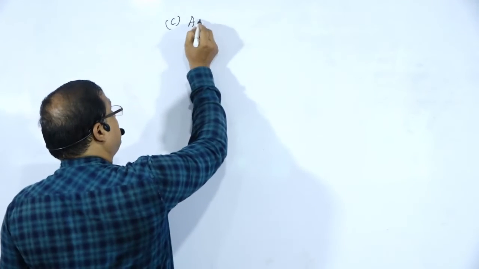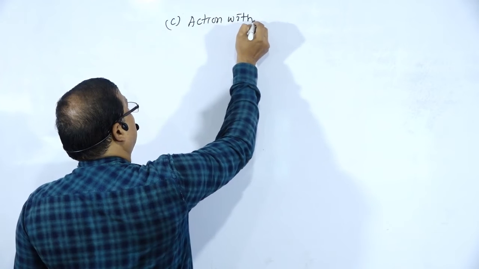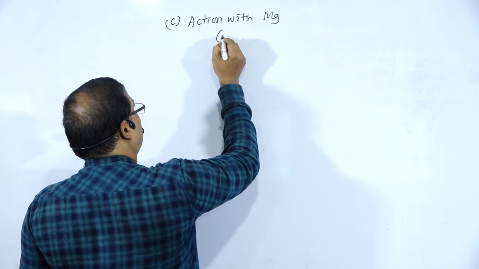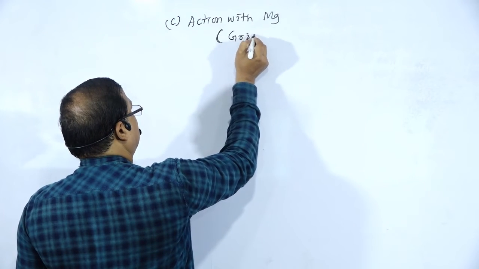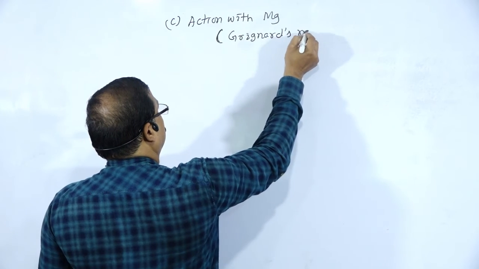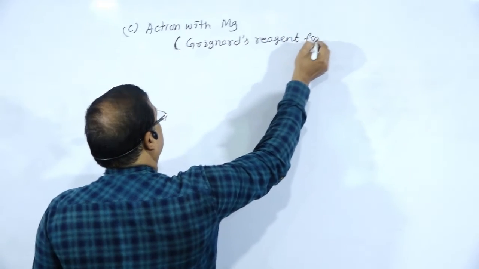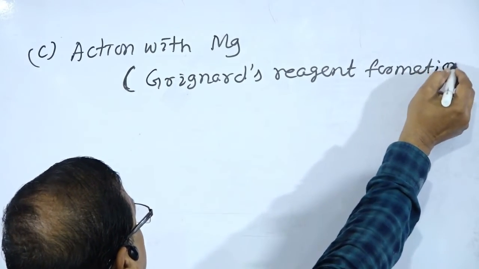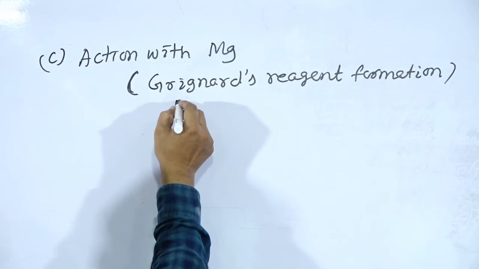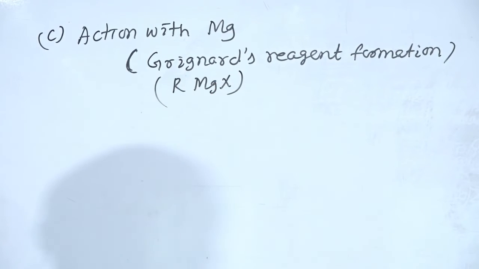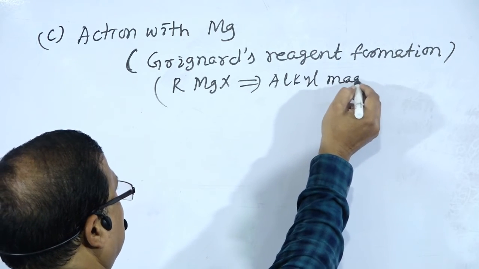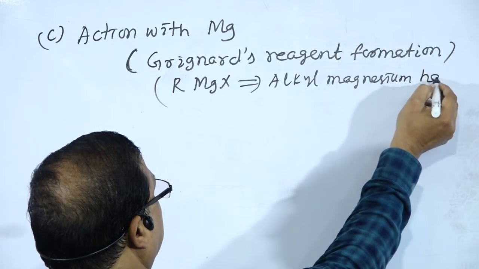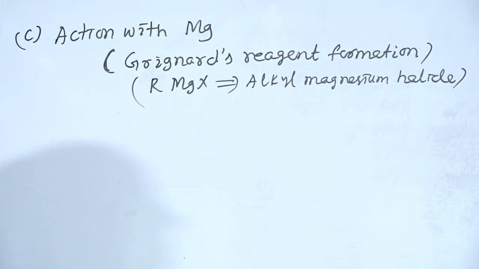Next one is action with magnesium metal, and this reaction forms Grignard's reagent, RMgX, which is alkyl magnesium halide.